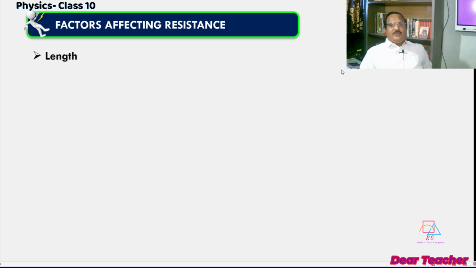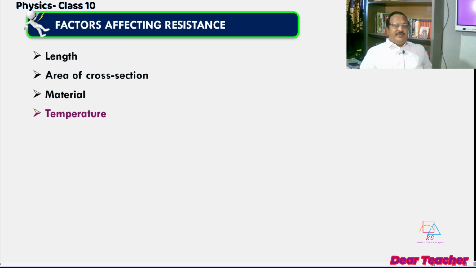Resistance is mainly affected by the length of the conductor, the area of cross section of the resistor, the type of material, and temperature. Temperature is kept constant. If temperature varies, the resistance also varies. So first, how are length and resistance affected?